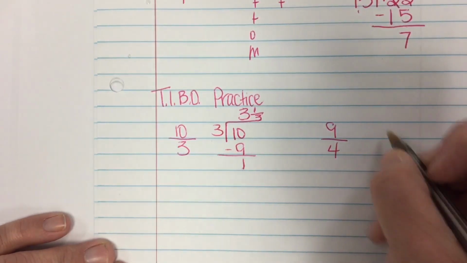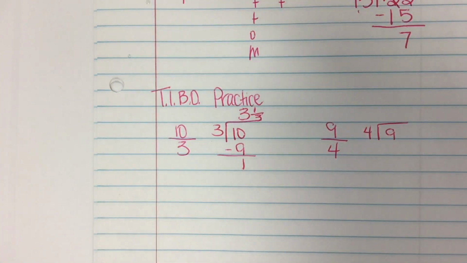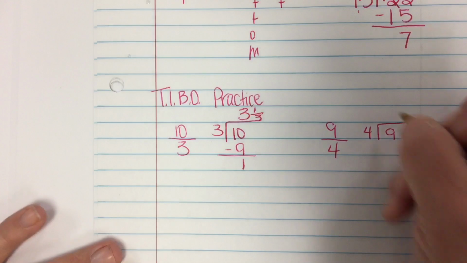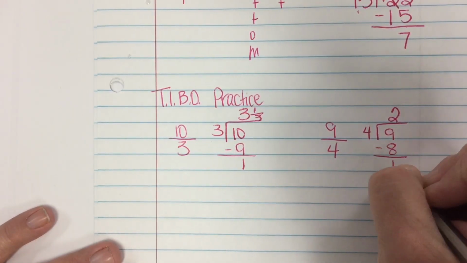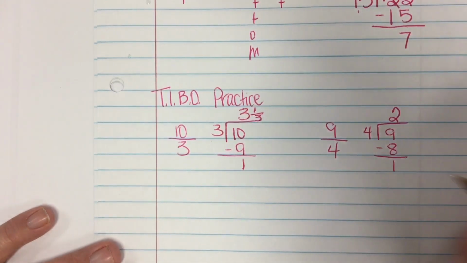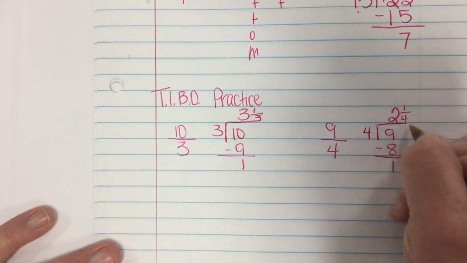Okay, 9 over 4. 9 on the inside, 4 on the outside. 4 will go into 9 2 times. 4 times 2 is 8. 9 minus 8 is 1. So 2 is our whole number. 1 becomes the numerator, and the 4 is the denominator.